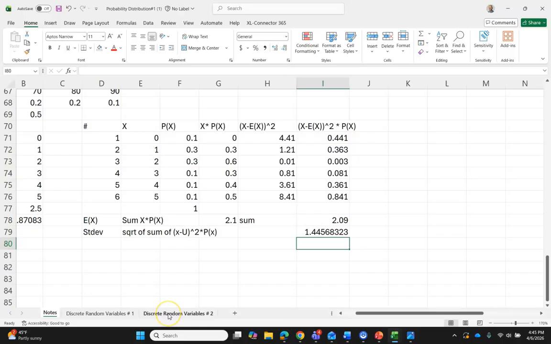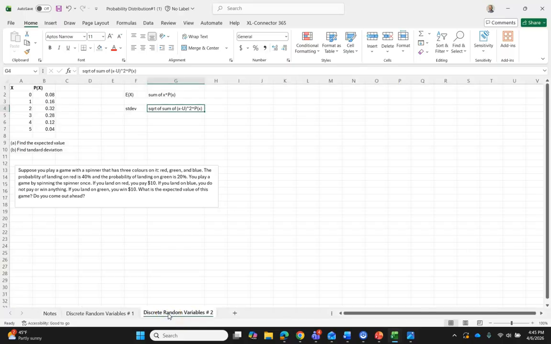So in this case, if you go to discrete random variables number 2, you can see that we have two questions there. We have the first question, which will ask you to find the expected value of x and also find the standard deviation. And I want you to complete this, and then you will submit the whole file, including the notes. Everything that you're going to work on today, starting from the notes in this second part, will be submitted as well. In fact, even the first part.